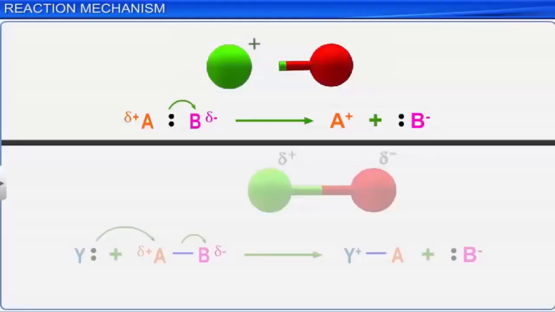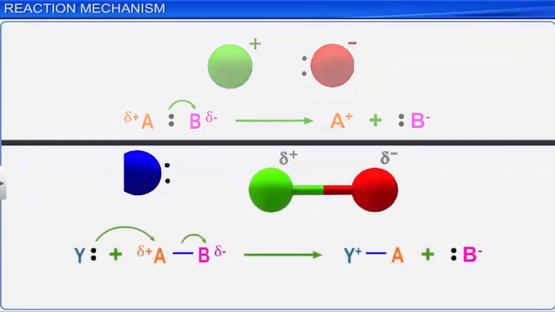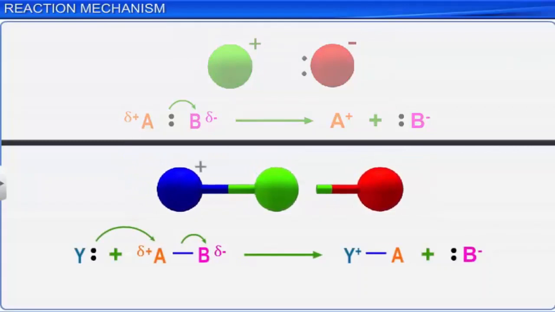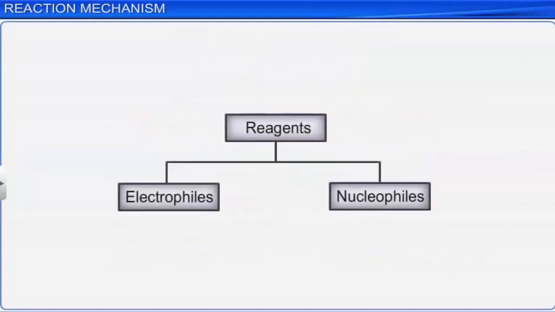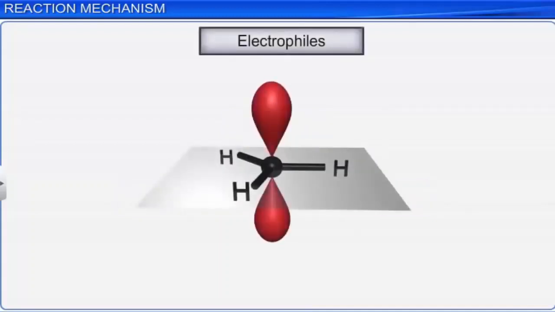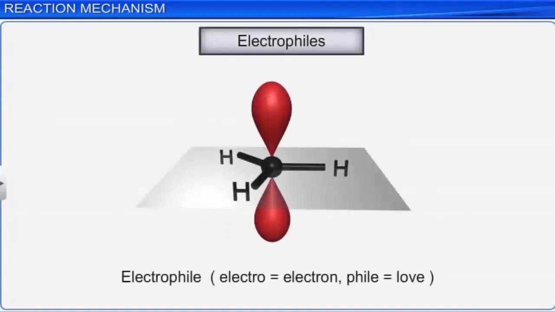All the organic reactions preceded by heterolytic bond cleavage are known as ionic or heteropolar or polar reactions. Polar organic reactions are caused by 2 types of reagents: electrophiles and nucleophiles. Electrophile is an electron-seeking or electron-loving species, as it is electron deficient.